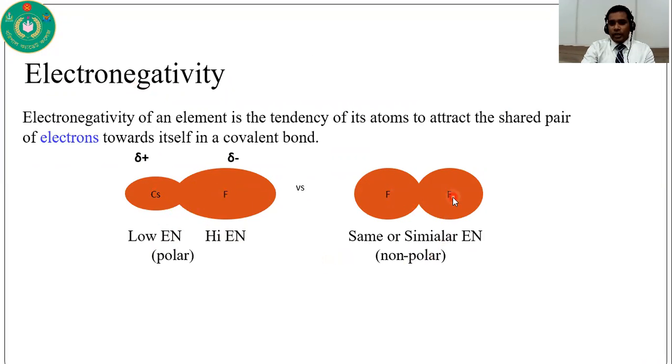But in case of the fluorine molecule, you can see that the electronegativity of both fluorine atoms is the same. That's why it is non-polar. So what is electronegativity? It is the tendency of an atom to attract the shared pair of electrons toward itself. In this case, you can see that the electronegativity of fluorine is greater than cesium. That's why it pulls electrons from cesium in the cesium fluoride bond and becomes partially negative.